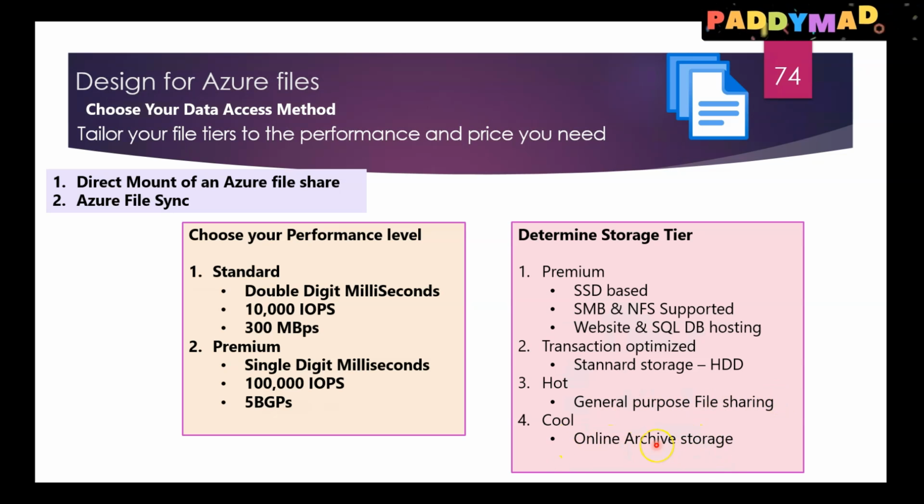It's a cost effective storage optimized for online archiving purposes only, again on normal hard disks. So except for the premium, everything is on normal hard disks, but again the cost effective one would be the cool tier. So these are what you need to determine: what kind of storage tier to use. You know the performance level, and now you know the storage level, and these are the things you need to consider when you're trying to design Azure Files.